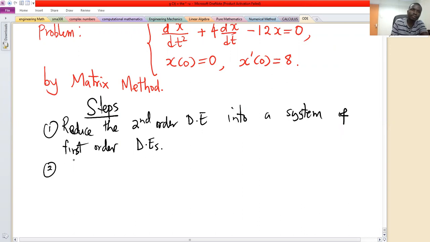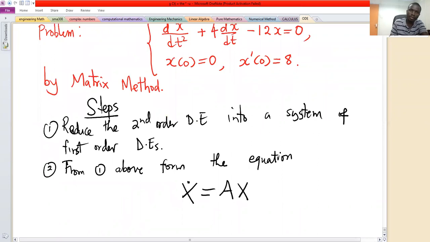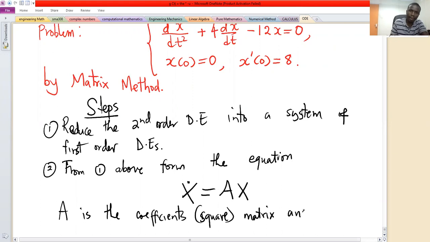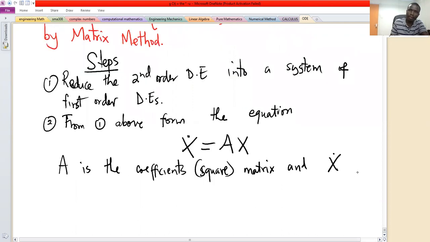And then number 2, from the one above, form the equation x dot equals Ax, where A is a square matrix of coefficients, and x dot is the set of the first order derivatives.